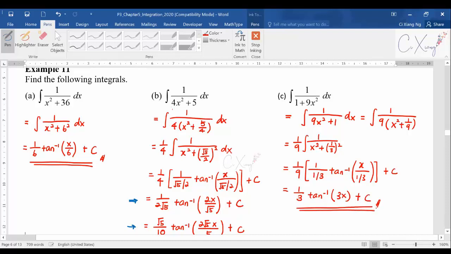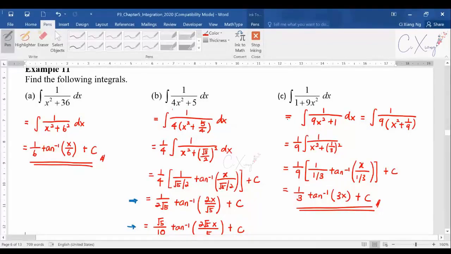Okay, so again, as long as you remember the technique that your coefficient of x squared must be a 1, then you rephrase it into the pattern of 1 over x squared plus a squared. Then to do the integration, it is not hard, because you just try to memorize the formula, right? So for 1 over x squared plus a squared, the pattern is always tangent inverse something.